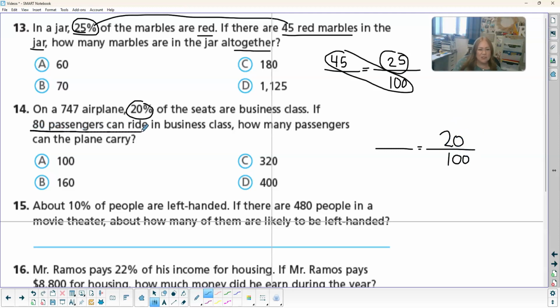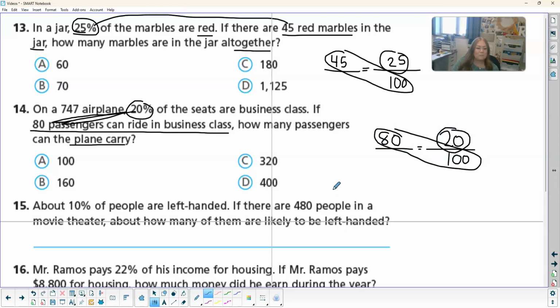If 80 passengers can ride in business class, so 20% are business class. That's 80 people in business class. These should line up together. How many can the plane carry, right? What's the total? So this is business class, business class. So what's the total? Total, right? 100% of the plane can be filled up, but only 20% is business class. 80 people can ride in business class. So what's our total number of people on the plane?